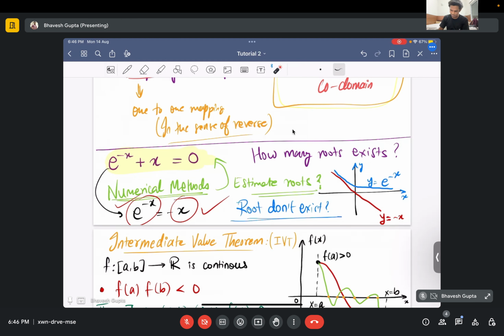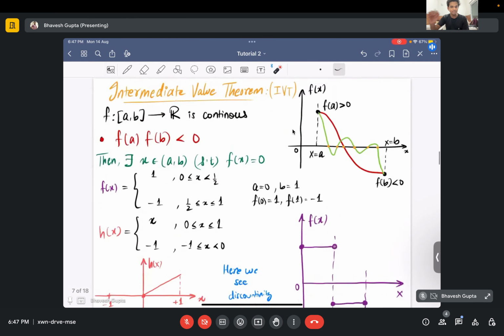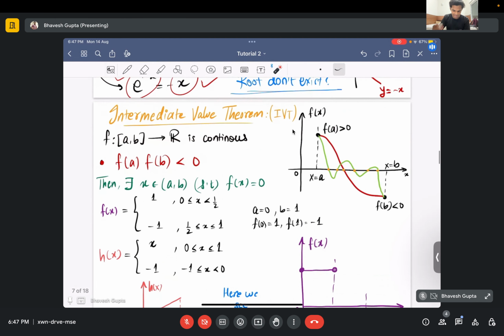Okay, so let's say this idea is not in your option. This is also not in your option. So, is there any other way to figure out whether roots exist or not? So the answer is the intermediate value theorem. I hope everybody got the motivation behind this intermediate value theorem. Because the intermediate value theorem, as the name itself tells you, it estimates an intermediate value between an interval.